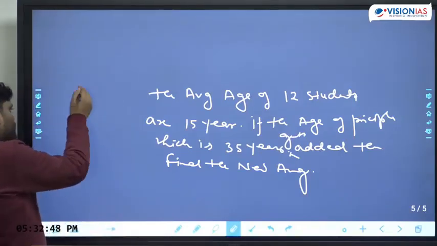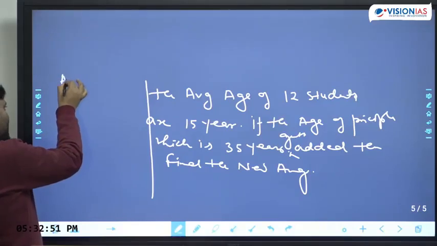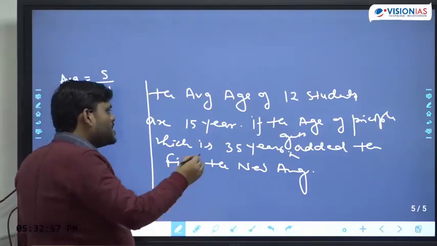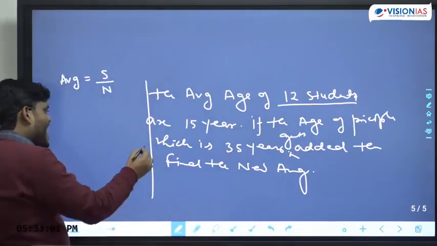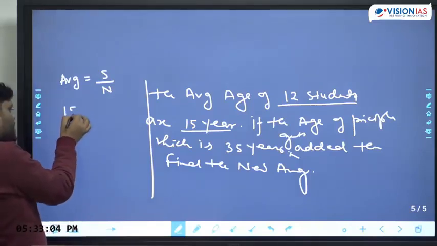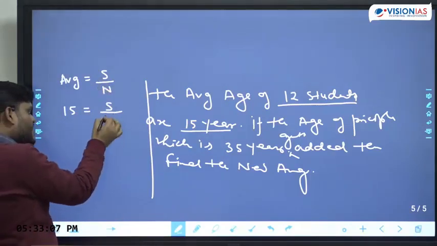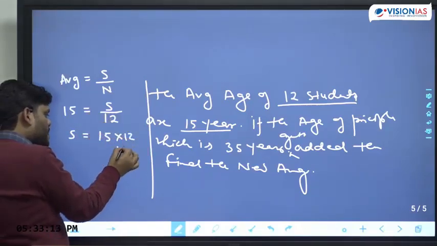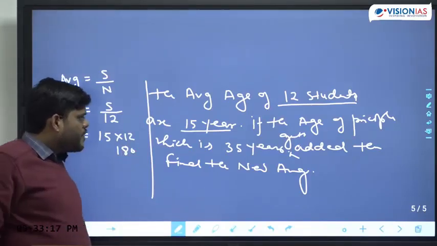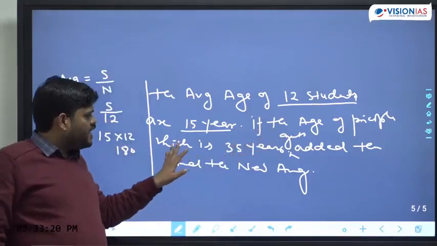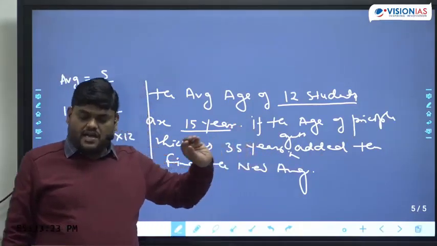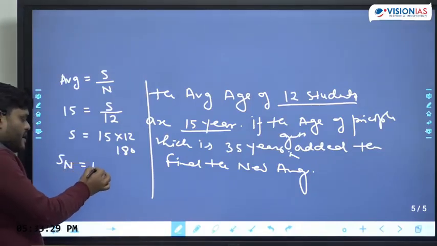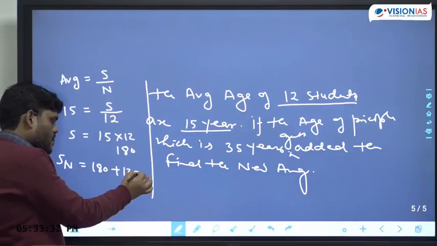Now how can we solve with the help of the formula? We know that average is equal to sum of observations divided by number of observations. What is given? The number is given, 12 students, and the average is given, 15 years. The sum is not given, so sum is equal to 15 into 12, that means 180. Now, if we add the age of the principal, that is 35 years, what is the new sum? The new sum will become 180 plus 35.